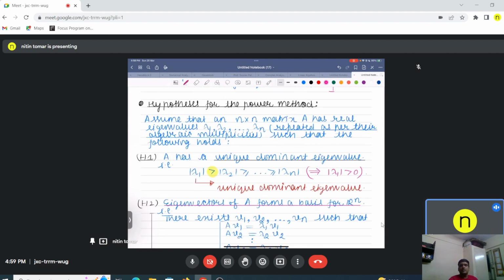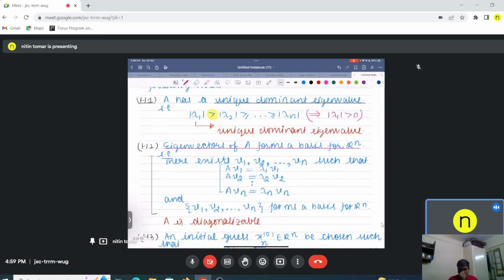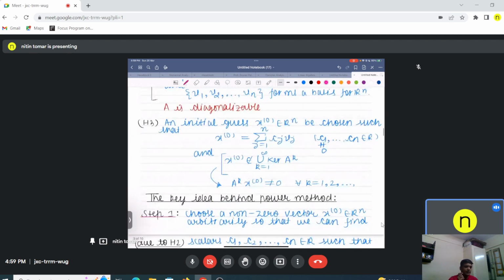First, A is a square matrix with real entries such that it has a unique dominant eigenvalue. Second, A must be diagonalizable, that is, its eigenvectors should form a basis for Rn. Third, the initial guess should be such that the coefficient along V1, that is C1, should be non-zero. And remember, V1 is an eigenvector corresponding to the dominant eigenvalue. And X naught should not belong to the union of kernel A^k.